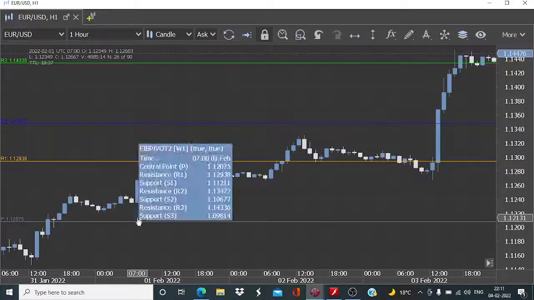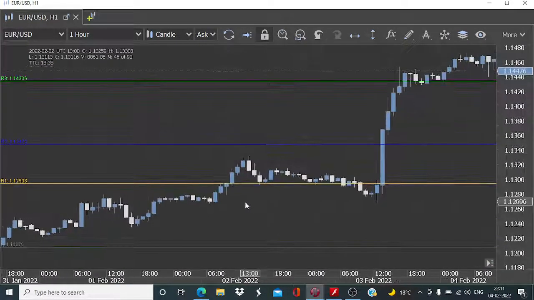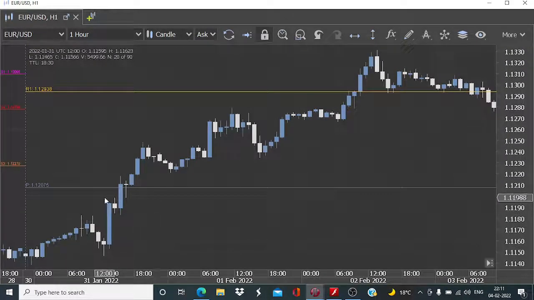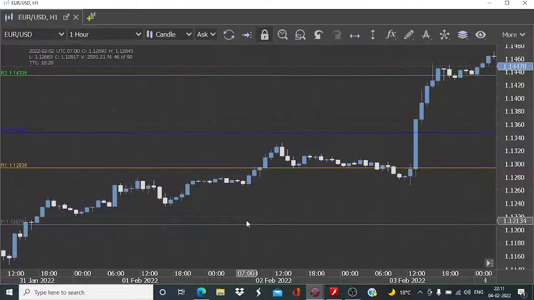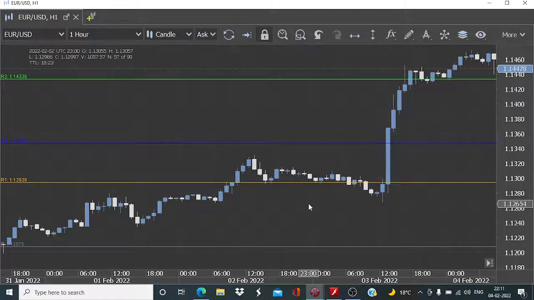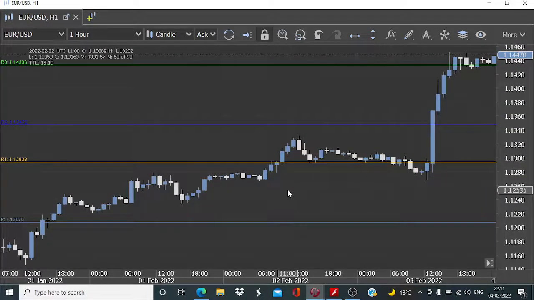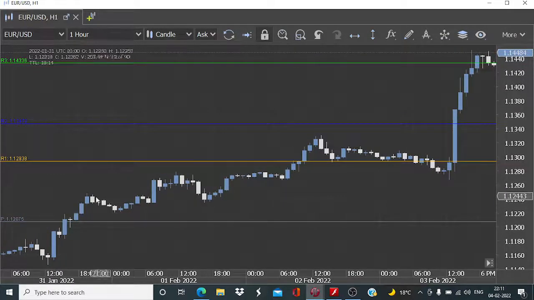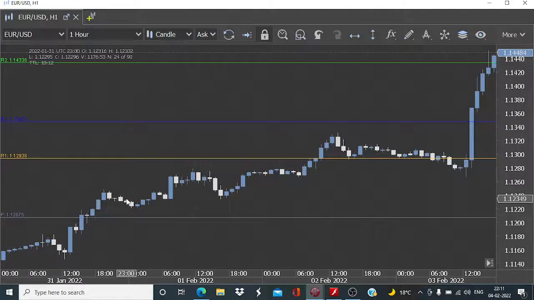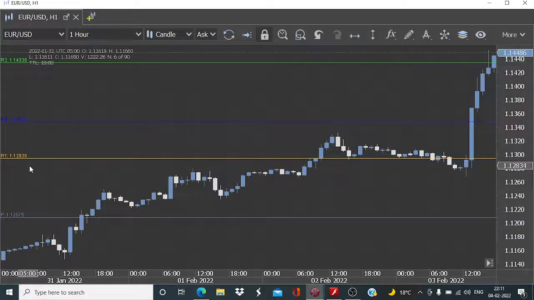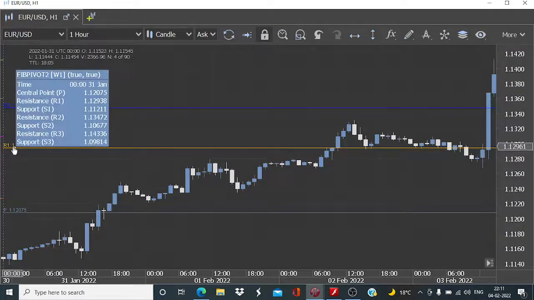Now we shift our gaze to the resistance, and we will be utilizing the R1 formation of this pivot series for figuring out the optimum levels to go for the entry for a sell trade. The logic is simple. We want the underlying instrument to have rallied at least to some extent, and that's why we are taking into consideration the selling opportunity only after the underlying instrument has reached this R1 level.